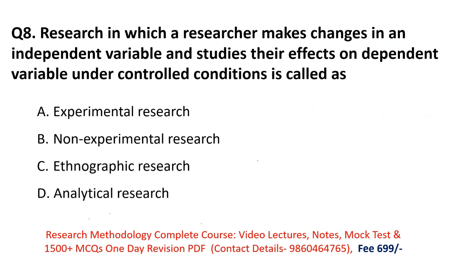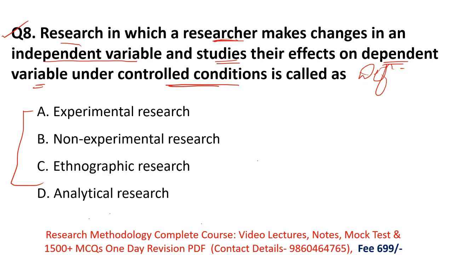Next, research in which the researcher makes changes in an independent variable and studies their effects on a dependent variable under control condition is called. So this is the definition of one of the following types of research, and we have to select the one correct option, that which research definition is this. Okay, so this is the definition. Okay, so very important question, very important question. Many times examiners ask the same question in many government universities.